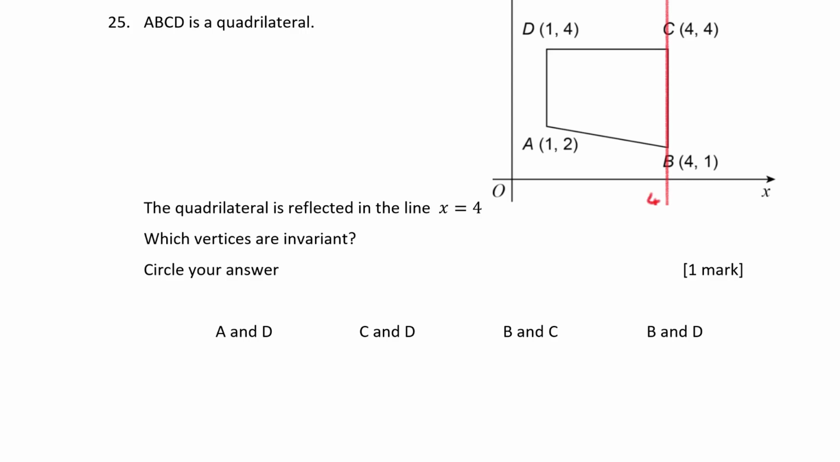Passing through 4. You notice the x coordinate of C and D are both 4, so that line must pass through there. So obviously my point D is going to be reflected over here to give me D dash, and my point A is going to be reflected over here to give me A dash. But my points C and B lie on the mirror line, so they're not going to be reflected. Well, they are going to be reflected, but they're going to be reflected onto themselves. So the shape's going to end up looking like that, and the points B and C are the ones that don't move. Okay, so B and C are my invariant points, B and C.